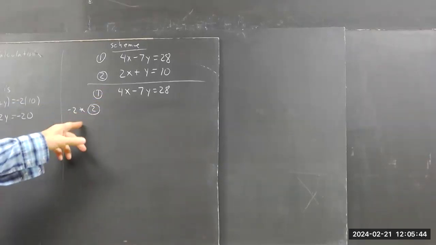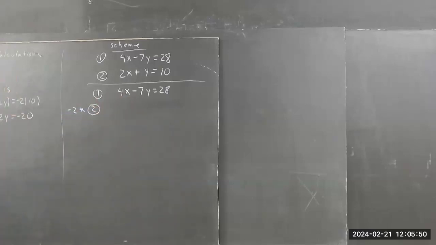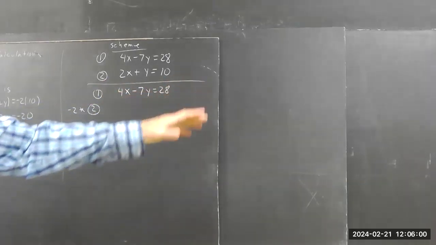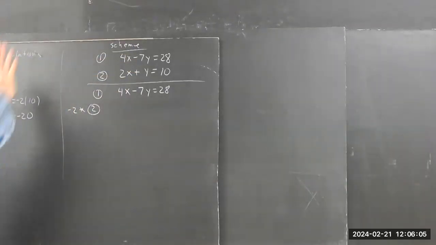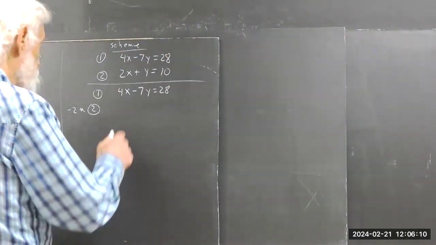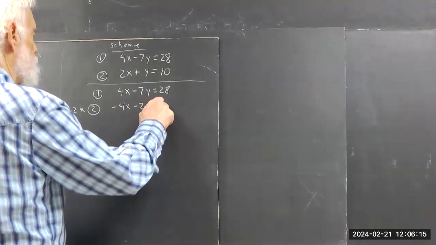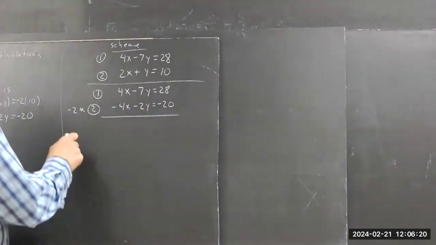Often we'll have to do a calculation to get this. We don't do the calculation here. We do the calculation somewhere else. Okay, I want to emphasize that because people always want to do the calculations right below here, and it messes up the scheme. Okay, this is the scheme. Over here are the calculations, just somewhere else. Okay, so we get -4x minus 2y equals -20.